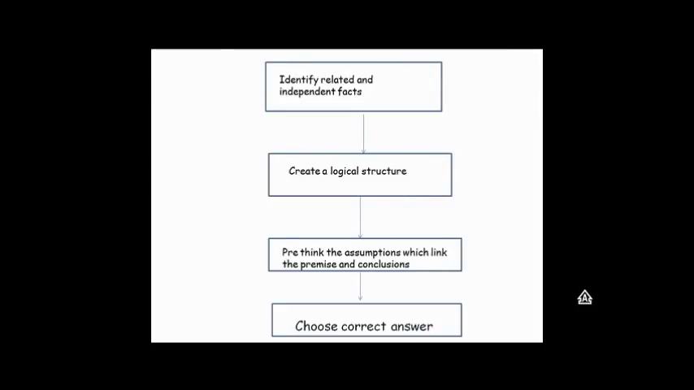Now let's see how to approach assumption problems. First we try to put together all the related and independent facts, and we create a logical structure out of it. Once the logical structure is there, we try to pre-think of assumptions or unstated premises that would actually link the premise and the conclusion. So we need to think over what the possible assumptions could be, and then finally we eliminate the wrong answers and try to find out the right answer.